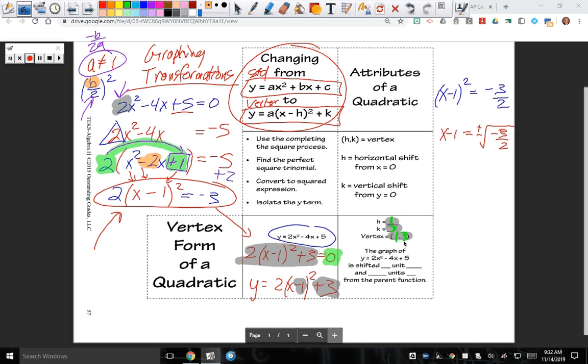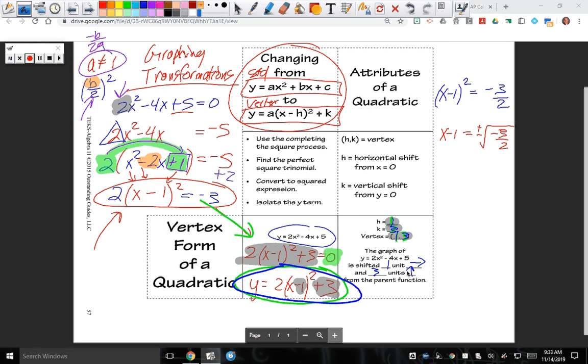You all understand? So this form right here, when I get it equal to 0, I can actually see it like transformations. I can see it as vertical stretches, compressions, shifts, reflections, all of that good stuff that you guys are really, really good at. Okay? So 1, 3 is the vertex. The graph of this is shifted how many units? 1 unit. Right. We'll just put an arrow. And 3 units up. Because with y, we follow the rule.